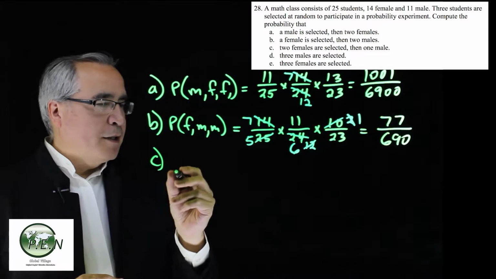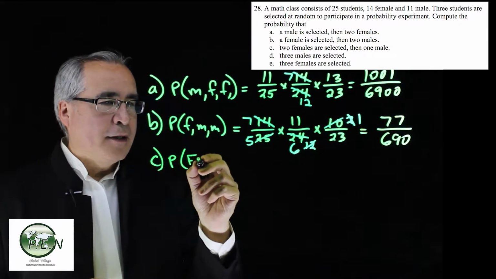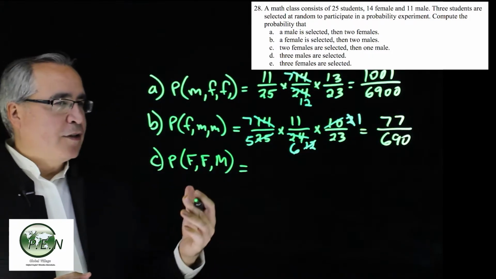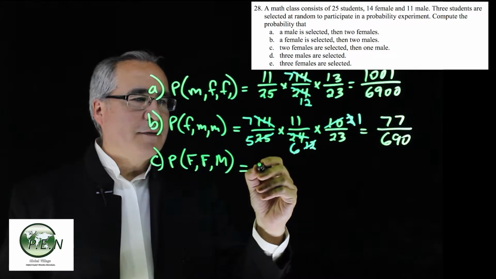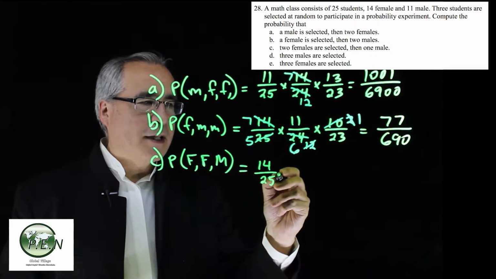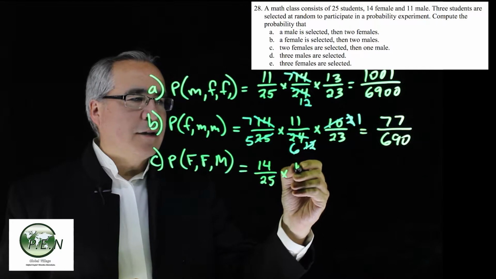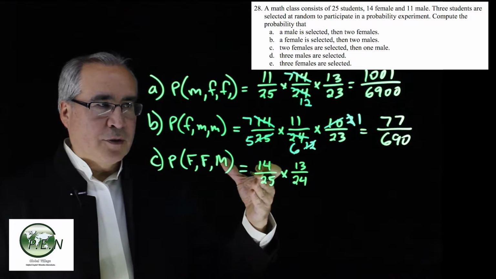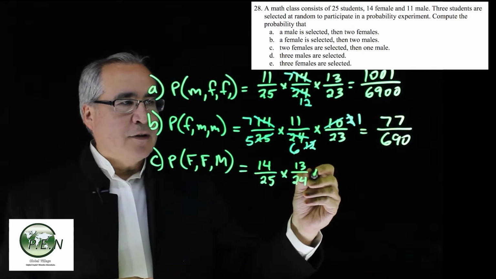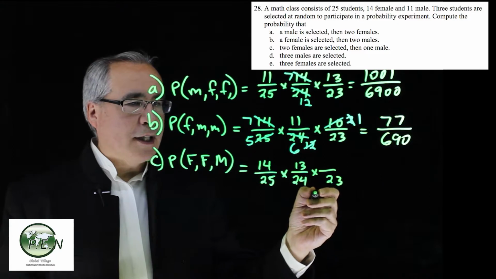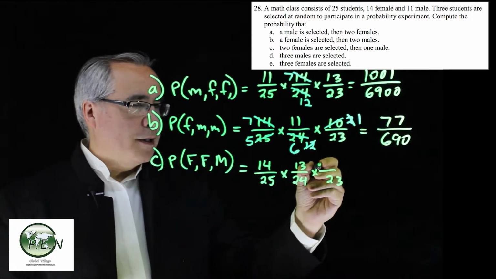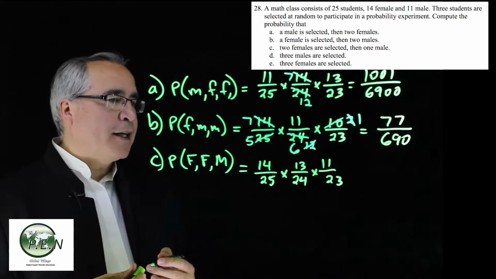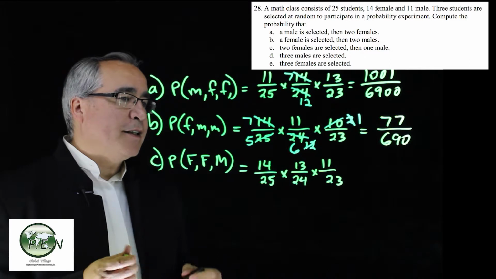C. So now they want the probability of a female, female, and then a male. Again, just the counting. First female is 14 out of 25 because there's 14 females, 25 in the class. 1 female is gone, so now there's only 13 females. There's only 24 in the class because we chose the first student. After choosing the second student, there is now only 23 students in the class, but there is still the full number of 11 males. Again, we'll multiply straight across, but before we do our multiplying, let's see if we can reduce.